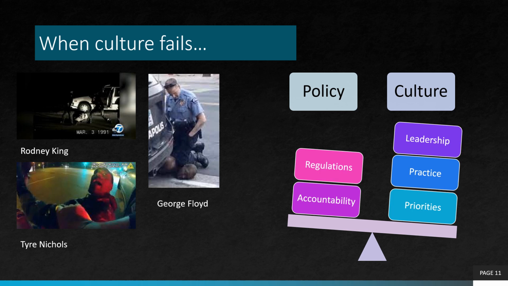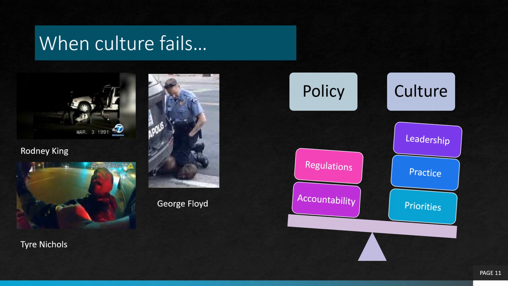And so we look at the illustration to the right, where policy says one thing, and those are regulations, and within policy you also have the accountability. But that's where we get into tolerances. What was the culture for tolerances and the adherence to policy? On the right, you see culture is really driven by leadership, what the practice is of the agency, and the priorities.